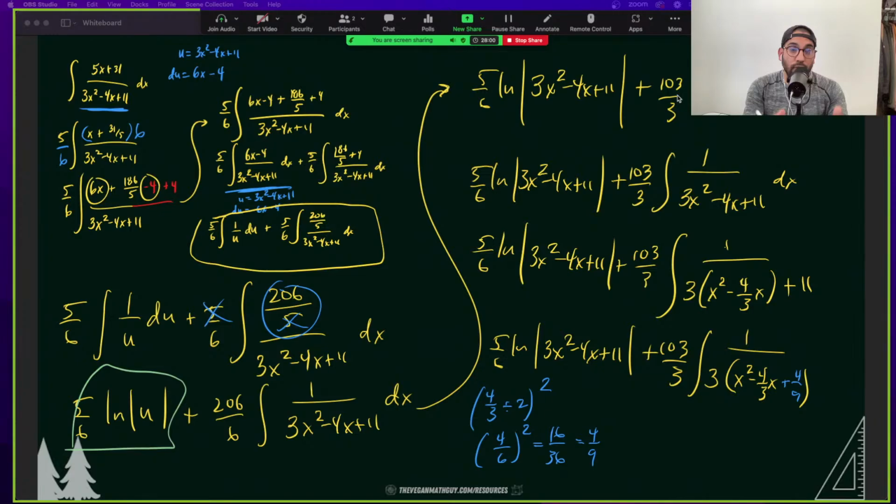Okay, back to our problem. We introduced the 4/9, but don't forget, because we introduced the 4/9, we have to make sure we subtract not a 4/9, but we have to distribute the 3 to the 4/9. So that's going to be 4/3. Guess what? Don't have space. We're going to make this smaller.